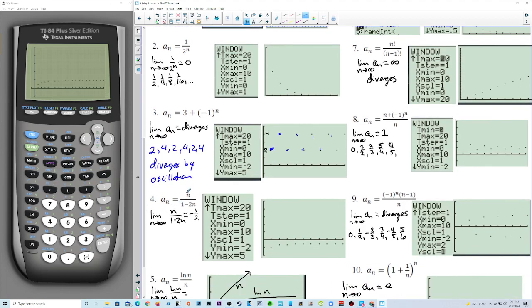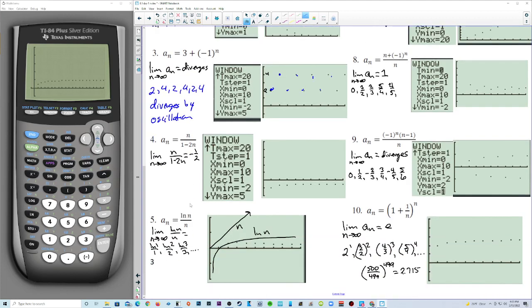Number 4 is ending behavior again, so negative 1/2. This one, n wins the race to infinity. So here's your winner right there. So this is headed to 0. I never said the answer on this. It converges to 0 on that one.